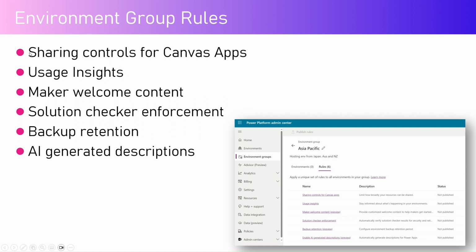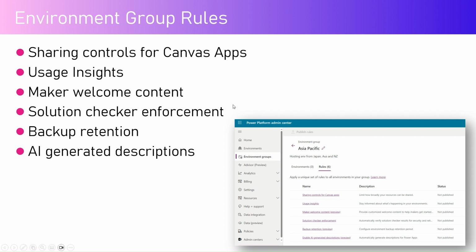Now, what are the different environment group rules? One is sharing controls for Canvas apps, so you can decide how many users a Canvas app can be shared with. Usage insights: you can see how the applications are being used, who uses them, at what time, and what the different parameters are through which those usage insight statistics can be captured. Then a welcome content. This is all about welcoming your user to the environment and giving some instructions, hyperlinks or content to guide them through the journey of utilizing and maintaining those environments.